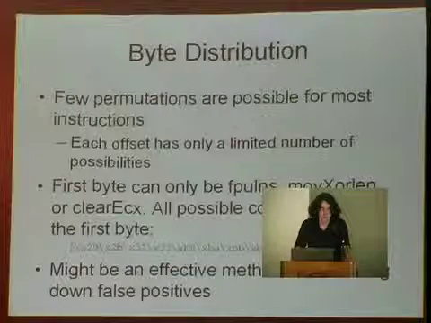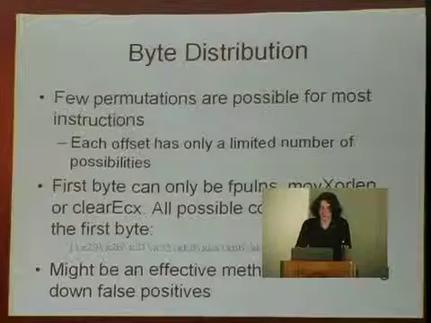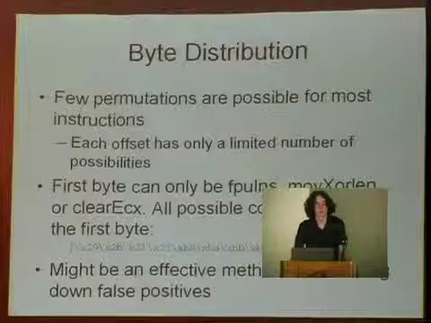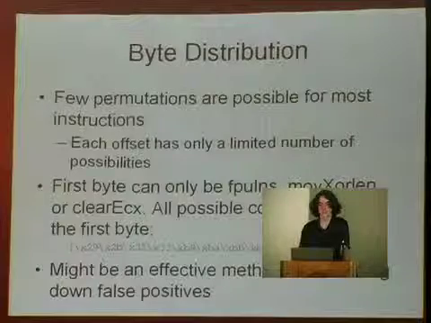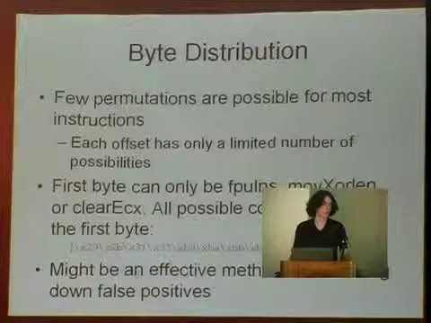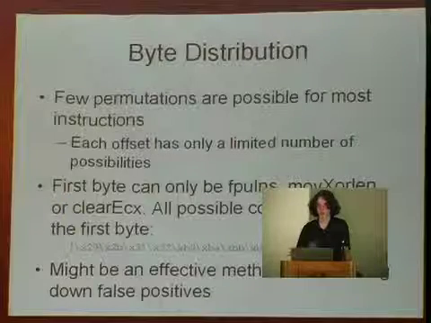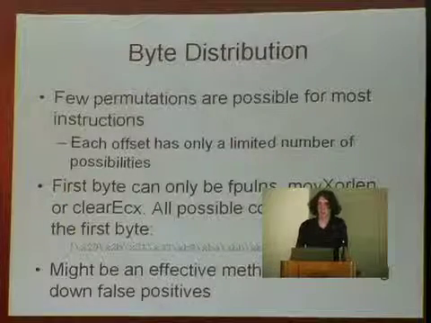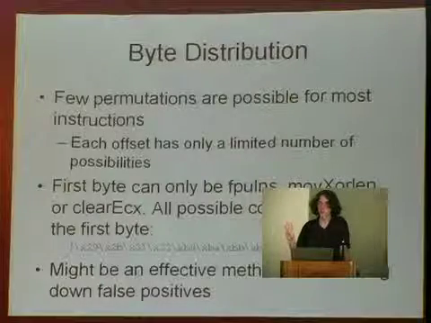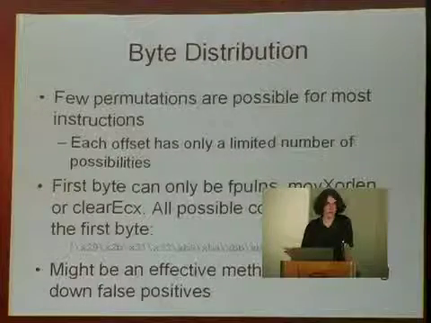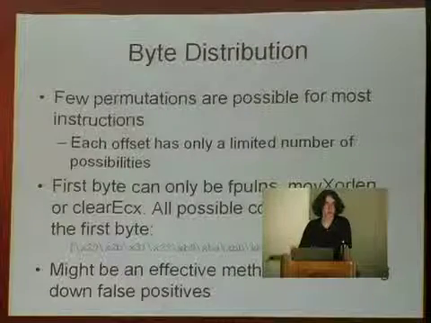And the answer comes in looking at byte distribution. Basically, few permutations are possible for most instructions, and each byte offset in the encoder has a limited number of possibilities. Well, what does that actually mean? The first instruction in the entire encoder can only be FPU inst, mov Zorlan, or clear ECX. It only has 3 possibilities. And of those 3 possibilities, each one only has a few possible permutations.